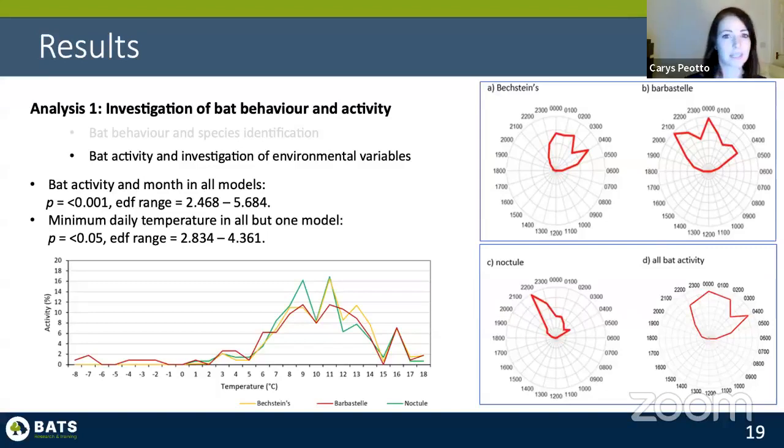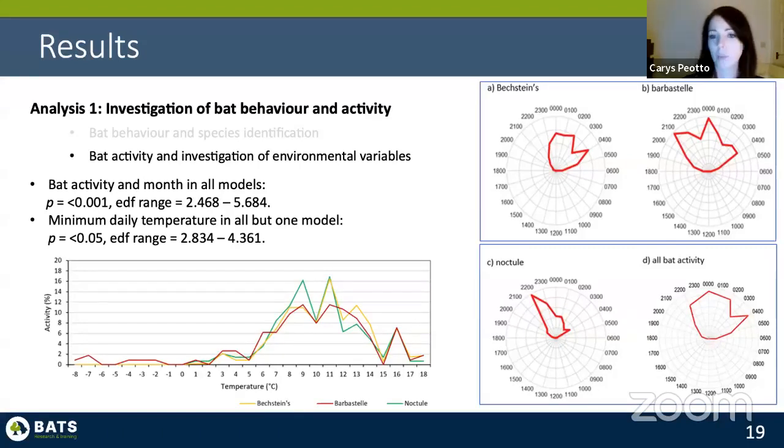Here's just a little summary of the results from analysis 1. So you can see on the right here, we've got our activity radial graphs, and this is supported really by current literature. You can see Bechstein's majority of detections occur after midnight, supporting that there are later emergent species, and the opposite is true for nocturnal. The majority occur before midnight. Barbastelle's a little bit more erratic, but these features were also occupied by pipistrelles, so that likely influenced the detections there.